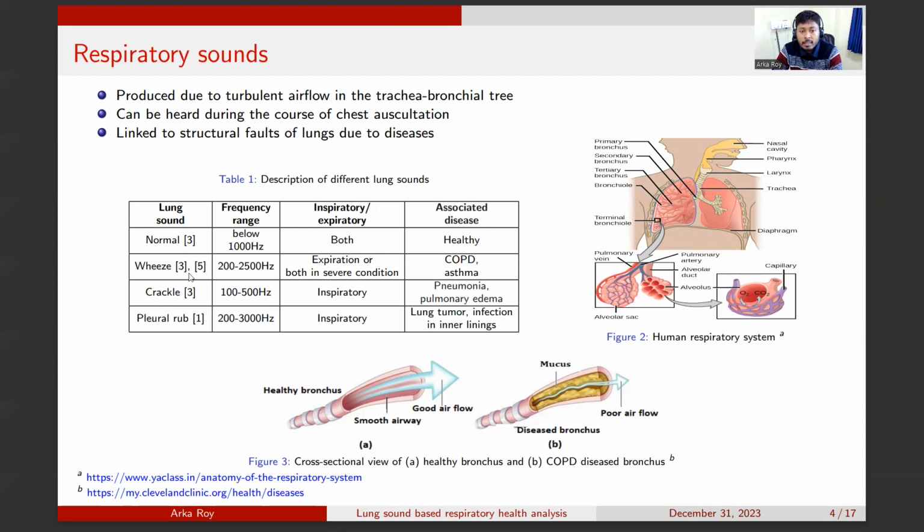Wheeze is a high frequency event, and it can be heard at the time of expiration, that means when we breathe out. It basically corresponds to COPD and asthmatic diseases. However, crackle is basically an inspiratory sound, and it is quite low in the range of frequency or spectrum. It basically corresponds to pneumonia, pulmonary edema, etc.